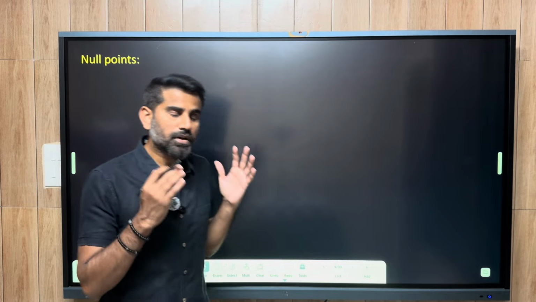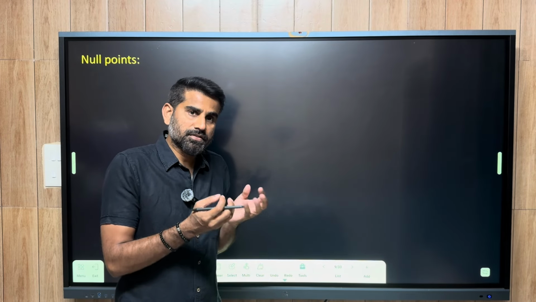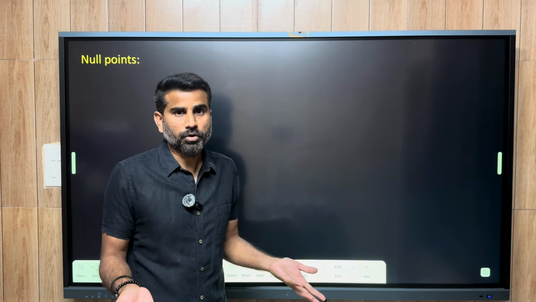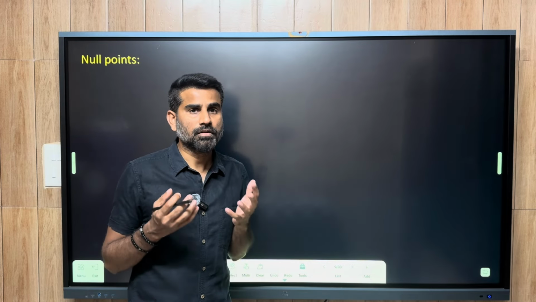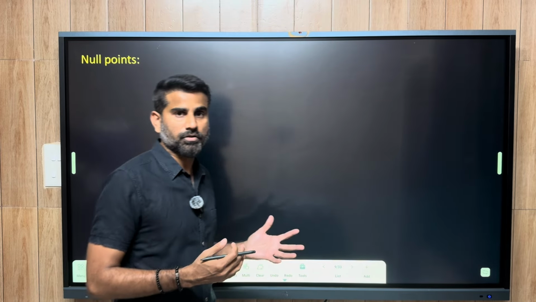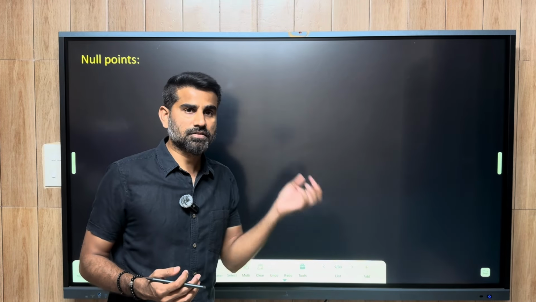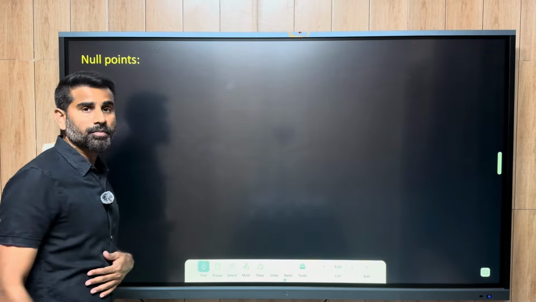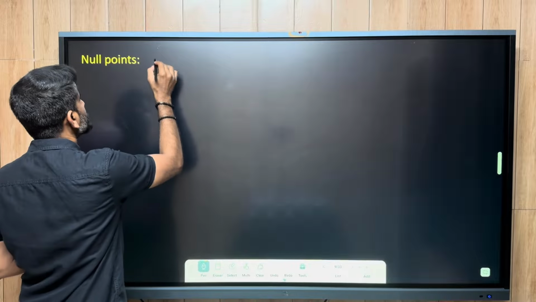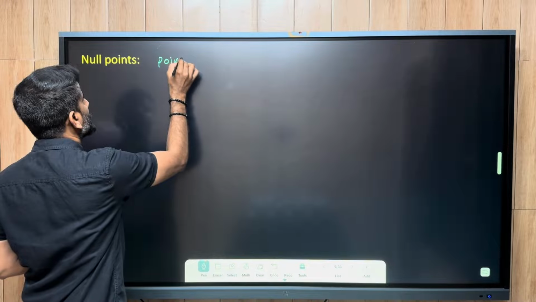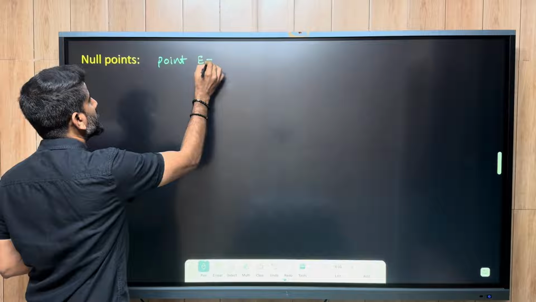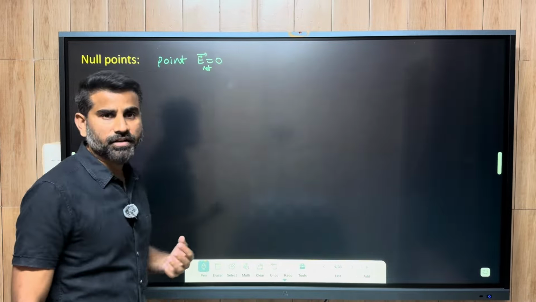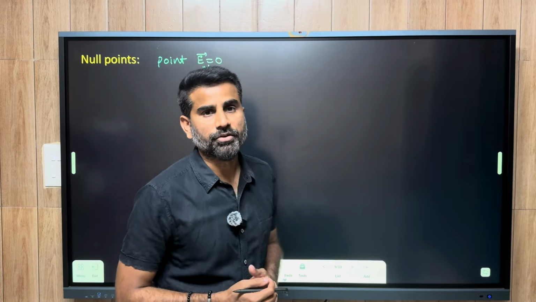Okay, so if the net force acting on the third charged particle is 0, then there is a possibility for the net field also to be 0. We are going to learn the null points concept again here, without considering the third charge, just considering the point. The term null point means the point where the electric field is 0, not simply the electric field, the net electric field is 0.